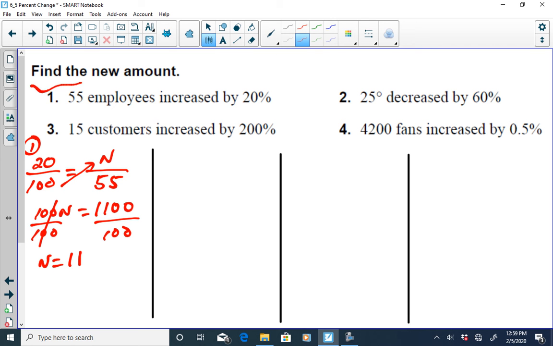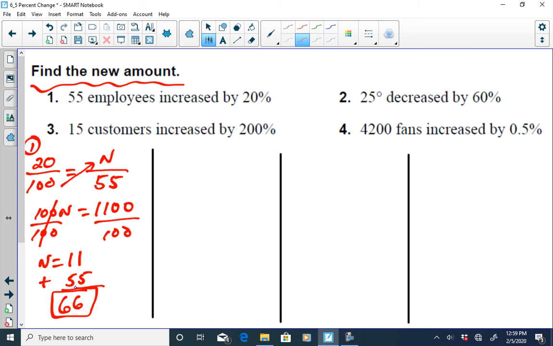The question asks us to find the new amount. So we found the 20% increase in employees. But to find the new amount, we then have to add the original amount. So we take the 20% increase, which is 11, we add the original amount, which is 55, and we get 66 employees as our new amount.